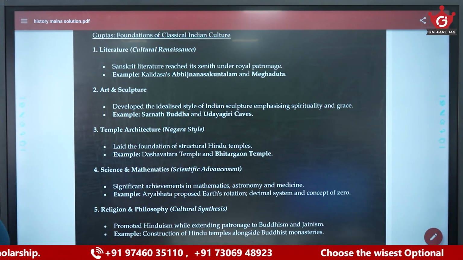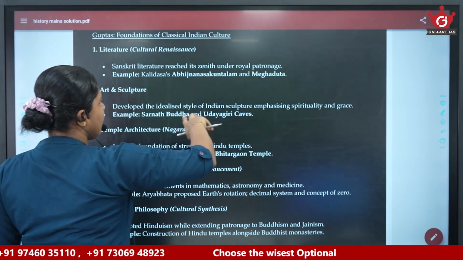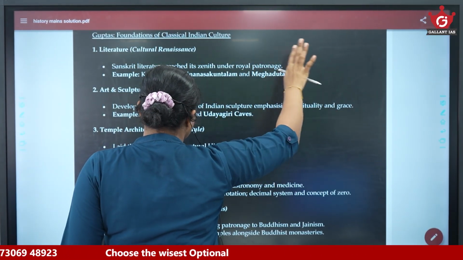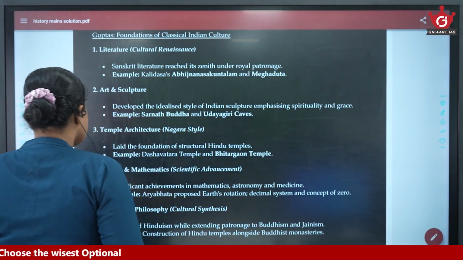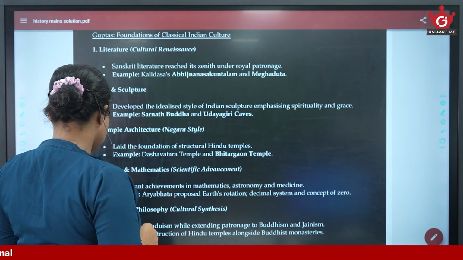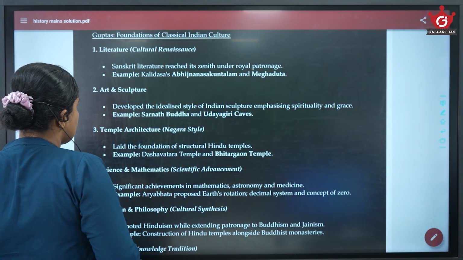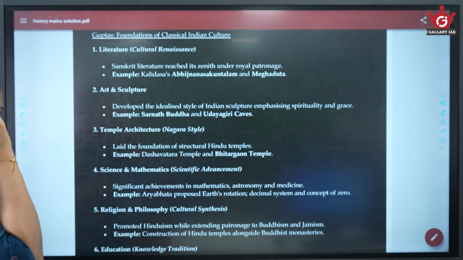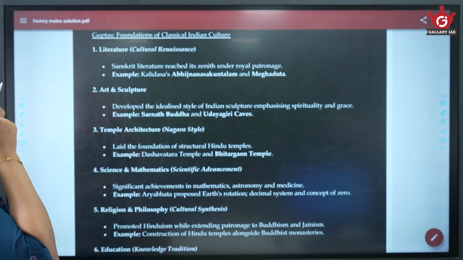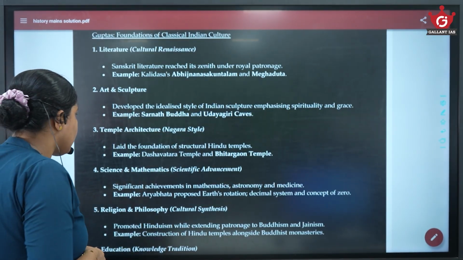Next is art and sculpture. They developed the idealized style of Indian sculpture. You can talk about the Sarnath Buddha and Udayagiri caves. Next is temple architecture, that is the Nagara style. It laid the foundation of structural Hindu temples. You know, it was being started at that time. You can talk about the Dashavatara temple or the Bhitargaon temple.